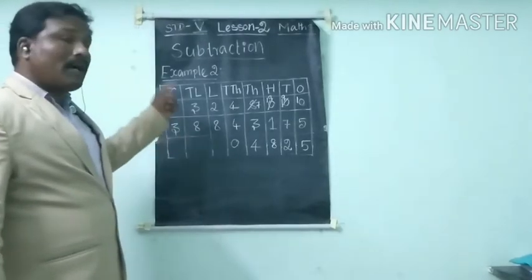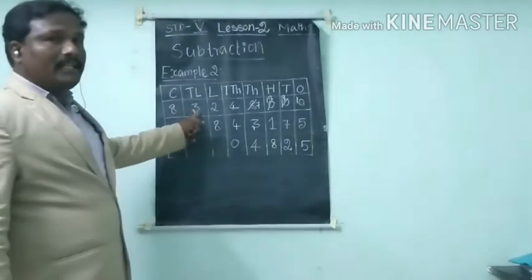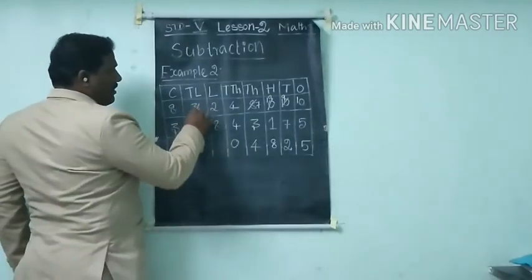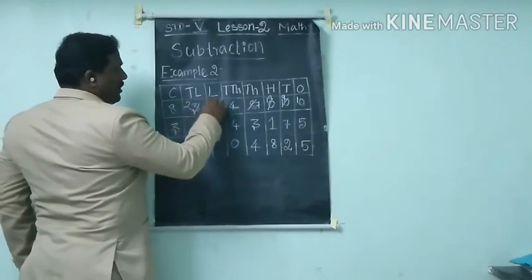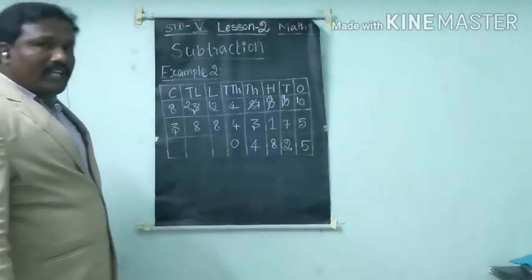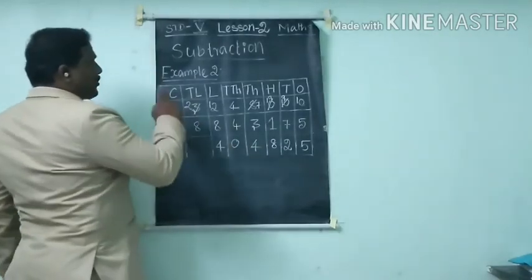So we need to borrow from the nearby number. What number is there? 3. So we have to borrow 1 here. So here 2 becomes 12. 12 minus 8, we got 4. The difference is 4. Okay, here 2.